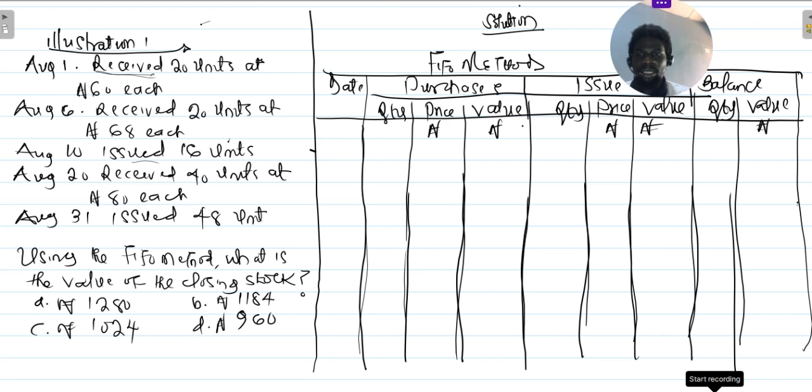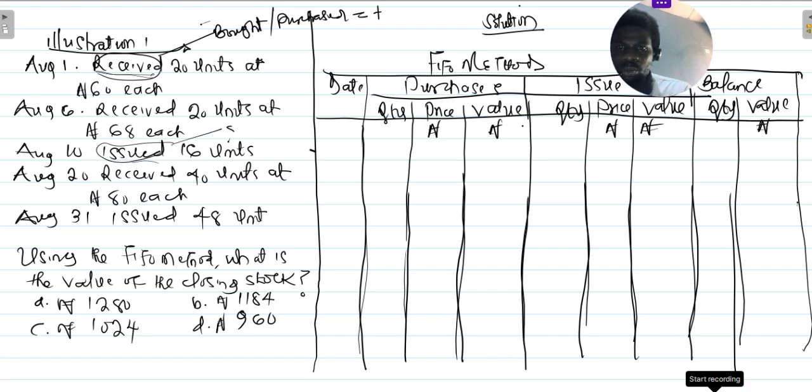Another thing you have to look at in this question is that the word received simply means you bought or you purchased, and whenever it is purchased or bought, it means we are going to be adding to the stock. And the word issued simply means we are selling or we sold, which means we are going to be subtracting from the stock.